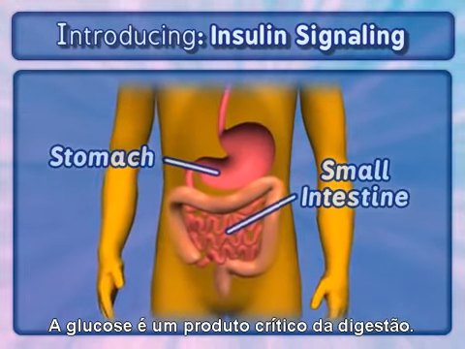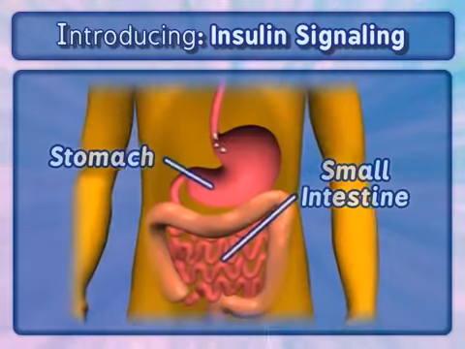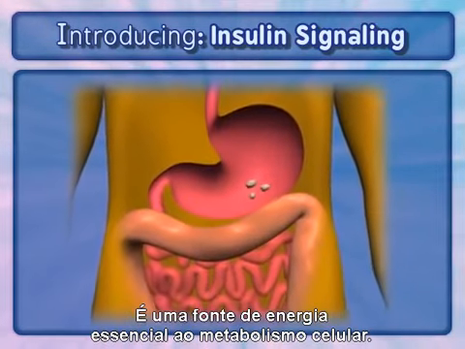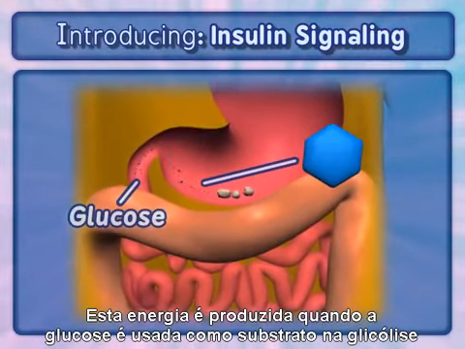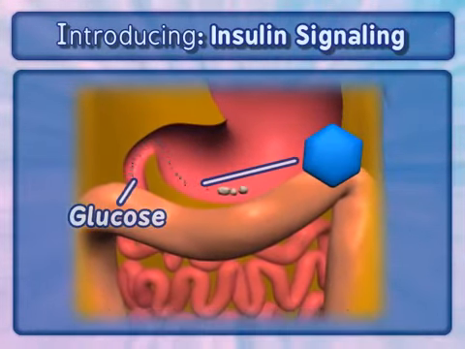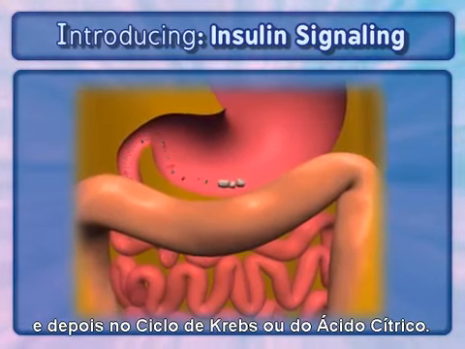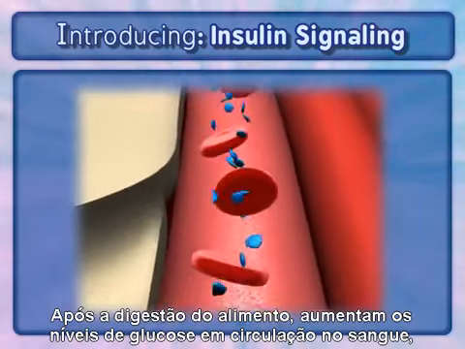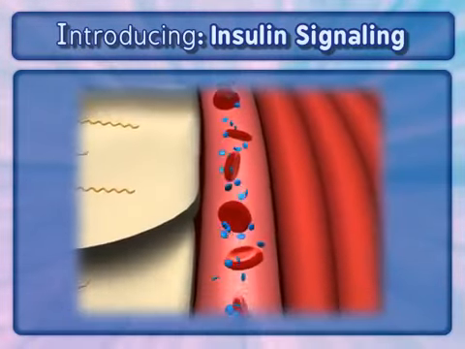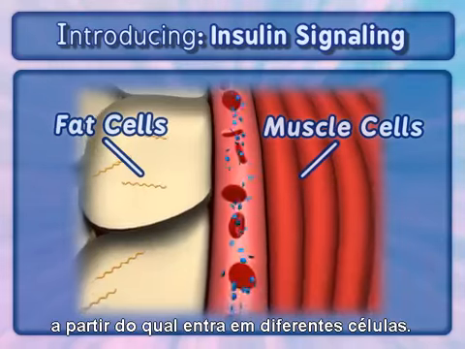Glucose is a critical product of digestion. It is an essential energy source for cellular metabolism. This energy is produced when glucose is used as a substrate for glycolysis and then the Krebs or citric acid cycle. Following the digestion of food, higher levels of glucose circulate through the bloodstream, where it enters different cell types.